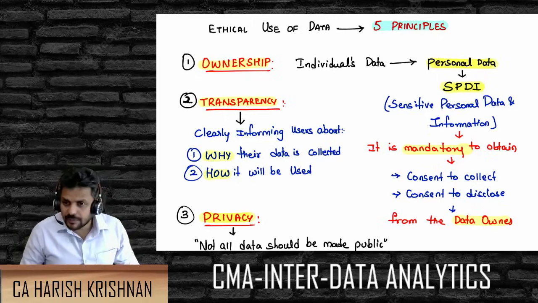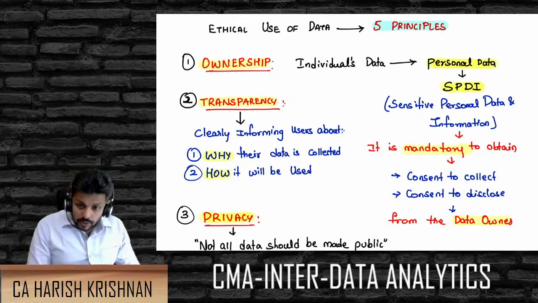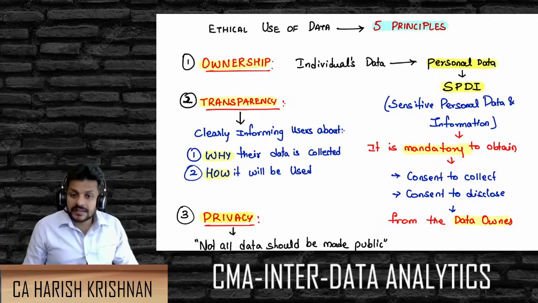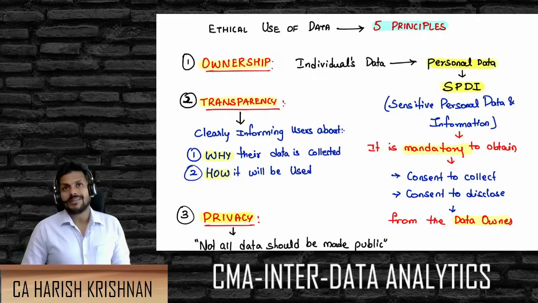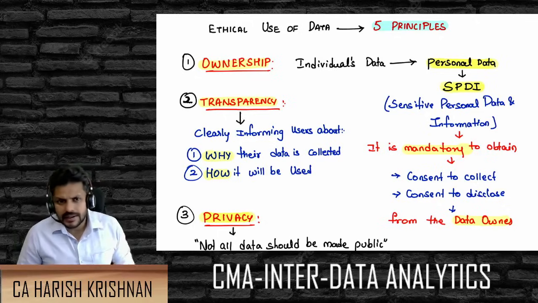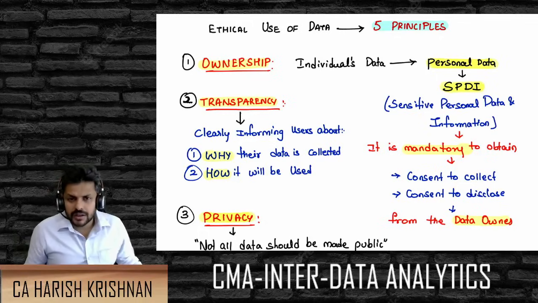Because at the end of the day, anytime you do any of these aspects, that is collection of data from various sources, you have to do two things. One is to take the consent of the person from whom you are collecting, and then whenever you are disclosing that information also, you have to take the consent of the person, called consent to disclose. So two consents are something that we are talking about here: consent to collect and consent to disclose. So guys, this is a very repeated question in the exam: ethical use of data.